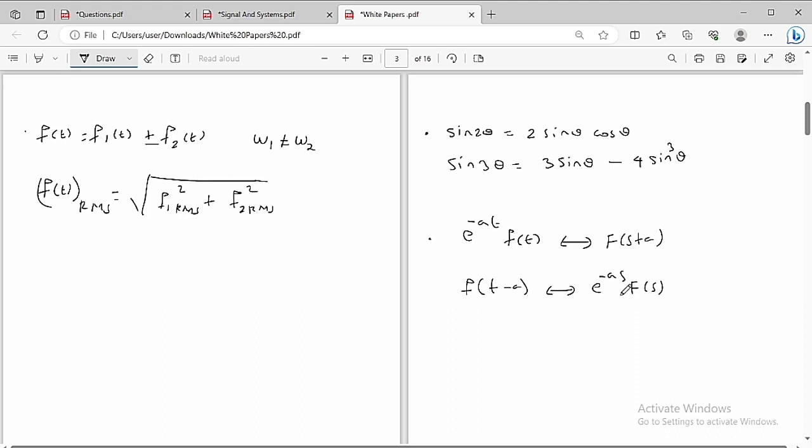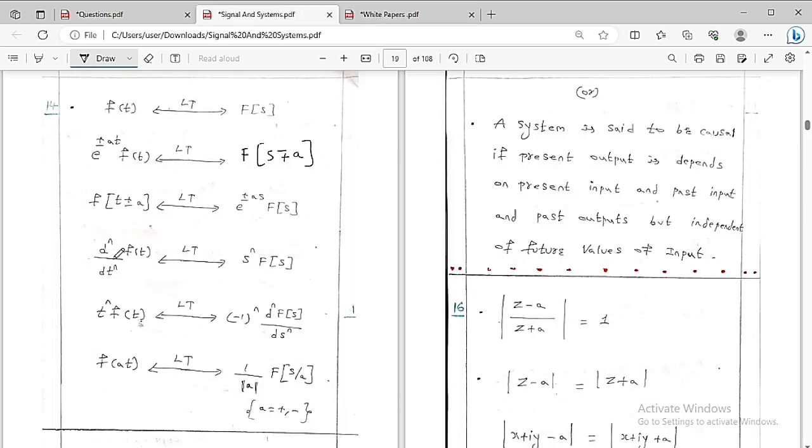F of t minus a has the Laplace transform e to the power of minus a s into f of s. Then the derivative of f of t has the Laplace transform s to the power of n into f of s. Similarly, t to the power of n into f of t has the Laplace transform minus 1 to the power of n into the nth derivative of f of s with respect to s. And f of a t has the Laplace transform 1 by mod a into f of s by a, where a can be positive or negative. This formula you always have to keep in mind.